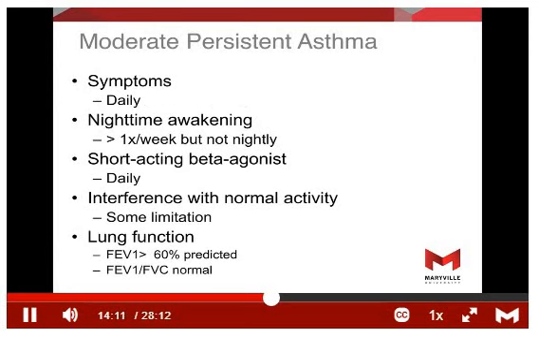Your moderate persistent asthmatic has daily symptoms, such as a dry cough, maybe not necessarily wheezing, but they're having symptoms daily. They know their asthma symptoms. Nighttime awakening is over 1 time per week, but not nightly. Short-acting beta agonists, they're using daily. Interference with normal activity is some limitations. And their lung function, their FEV1, is over 60% predicted, and their FEV1 to FVC is still normal.